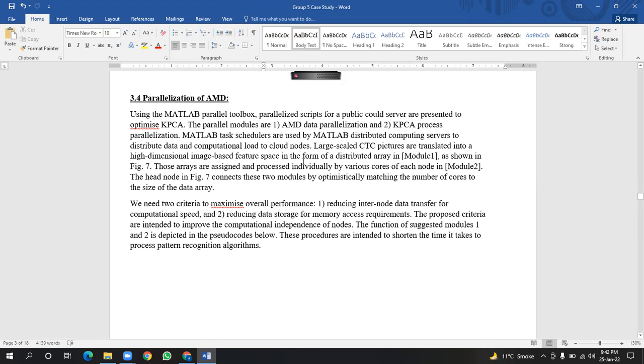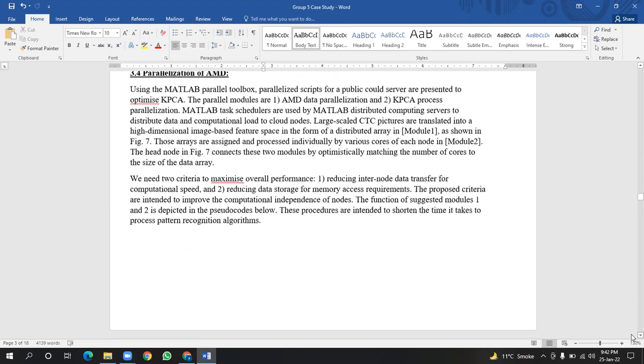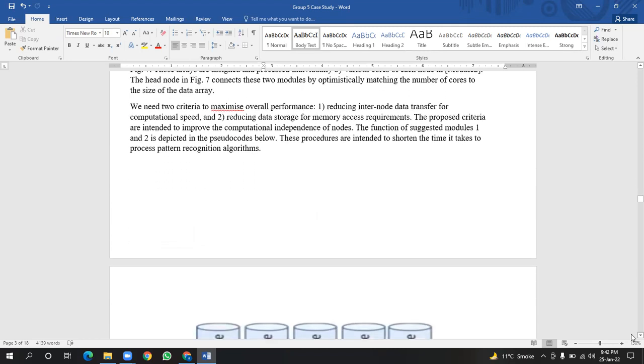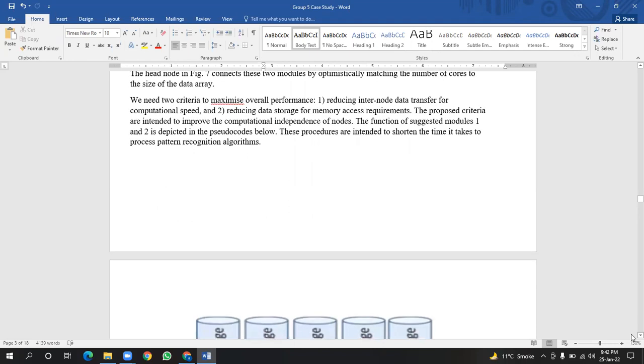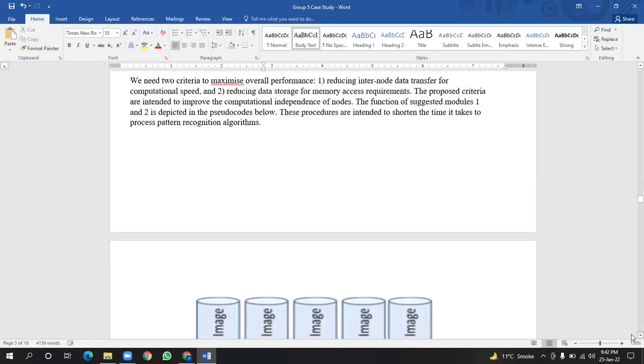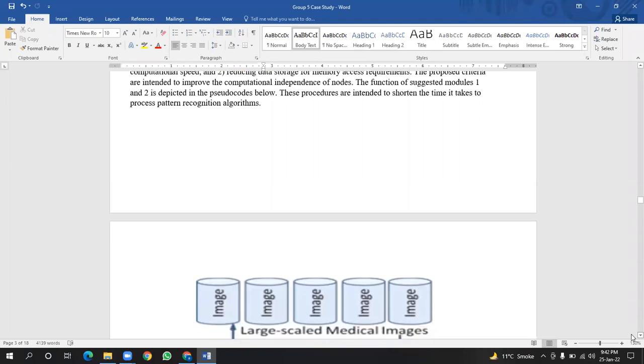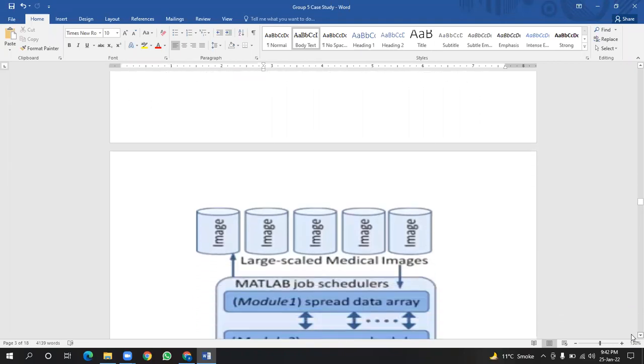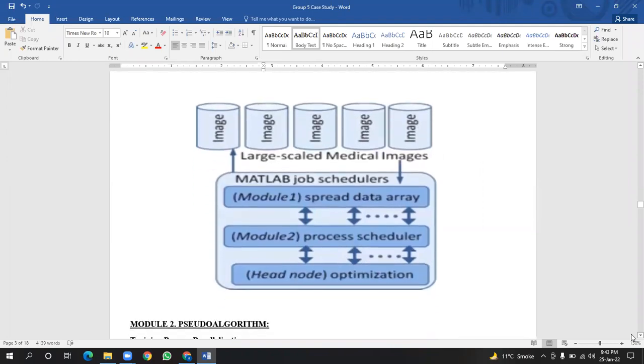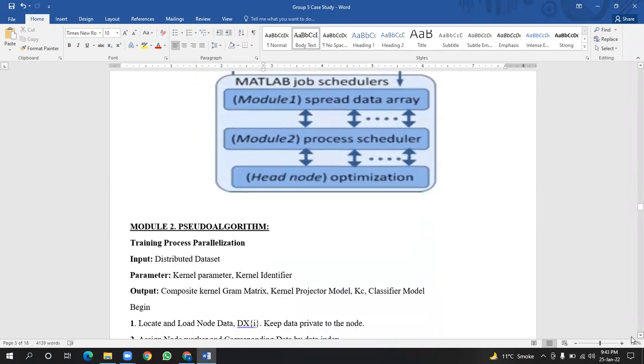In this figure 7, you see that we need two criteria to maximize overall performance: reducing inter-node data transfer and improving computational speed, that is, reducing data and memory access requirements. The proposed criteria are intended to improve the computational independence of nodes. The function of suggested modules 1 and 2 is depicted in the pseudocode below. These procedures shorten the time it takes for the pattern recognition algorithm. So you have seen that there are two modules and one head node optimization. This is module 2.